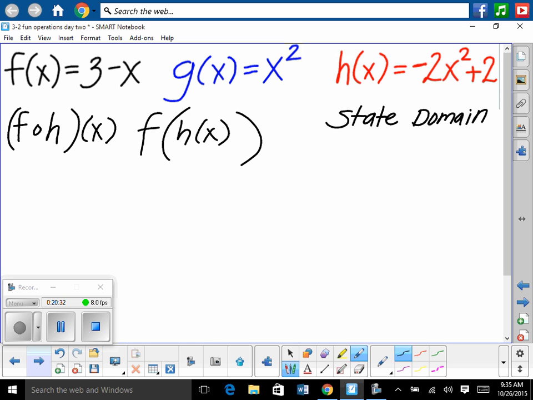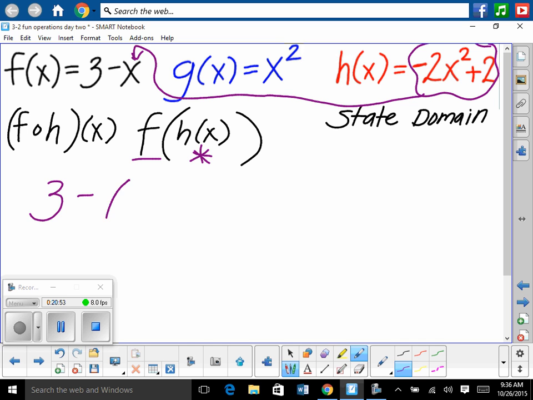So we're substituting in which function? h of x. We're substituting in h of x into f. So I'm going to circle h of x, and we're substituting it into f wherever there's an x. So I'm going to draw my arrow. I'm substituting it in right there. Does everybody see that? So what we're going to have then is 3 minus, in parentheses, I'm substituting. Anytime I make a substitution, I use parentheses. So instead of an x, we're substituting in h. So that'll be negative 2x squared plus 2. I made the substitution. Then I will simplify this and combine my terms.